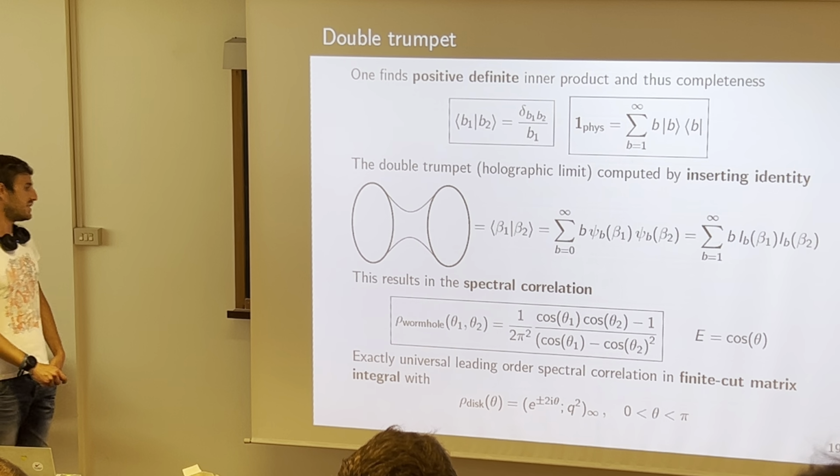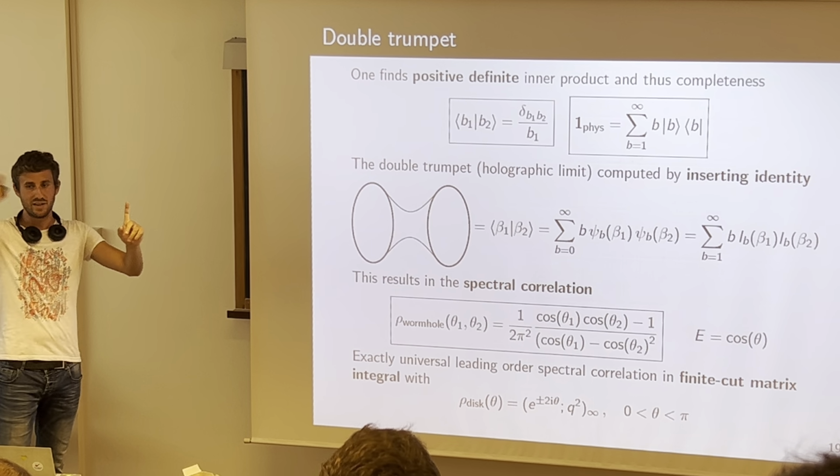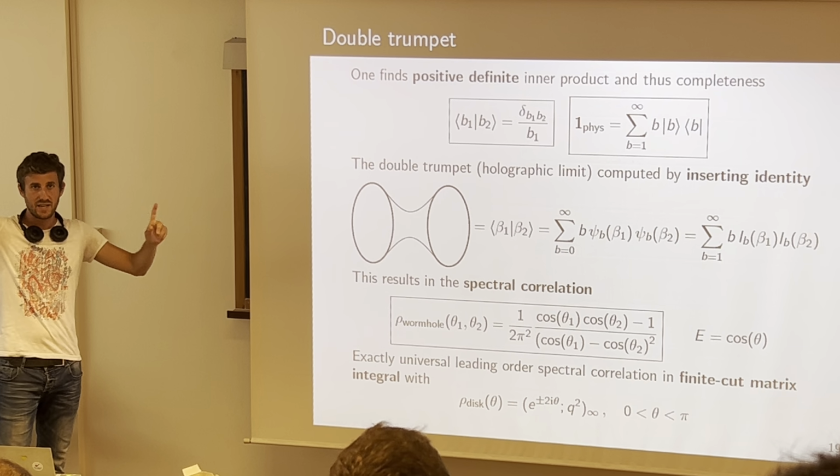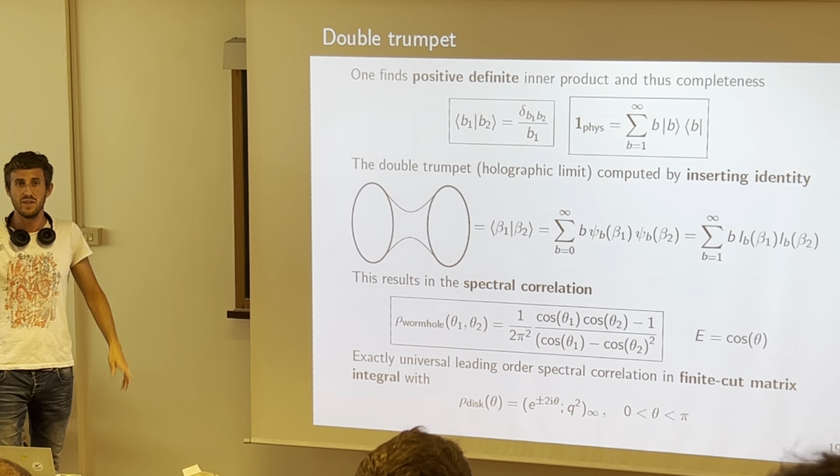And it turns out that this is the universal leading order spectral density in finite cut matrix integrals. So not in double scaled matrix integrals where the support of the spectral density is infinite, like in JT gravity, where the spectral density is sinh of the square root of E, right?